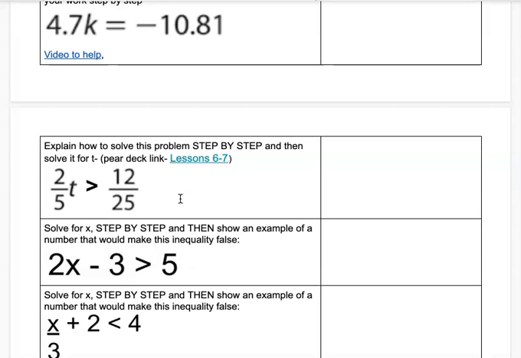and solving that way. So for this one, you're solving it the same way. You're multiplying by the inverse, right? 5/2 times 2/5, they cancel. That would equal 1. The 5's cancel, the 2's cancel. So then you'd be left with t on that side, and then you just multiply by that on the other side.